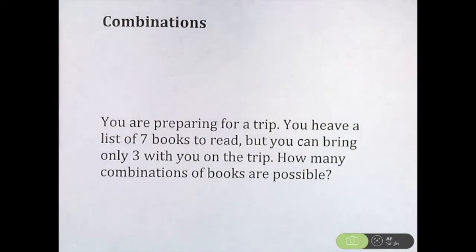All right, in this video, I'm going to be talking about combinations. So this goes along with permutations. If you haven't seen permutations, I suggest you do that before looking at combinations.